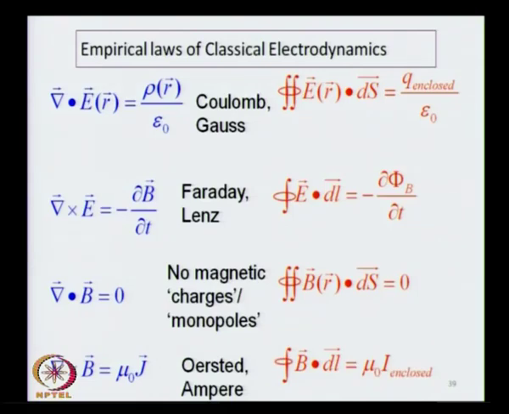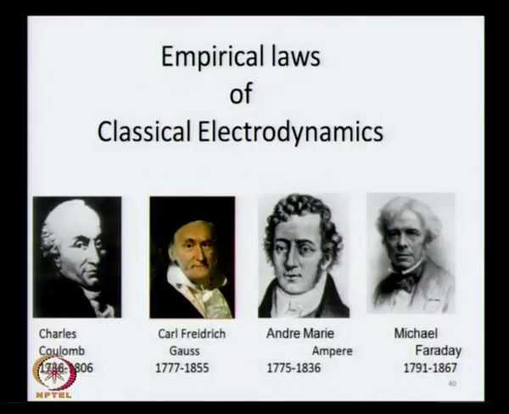So, these are all empirical laws of classical electrodynamics, and they are due to Charles Coulomb, Gauss, Andre Ampere, and Michael Faraday. So, brilliant experimentalists. The basis for these laws is completely experimental, there is no theory.